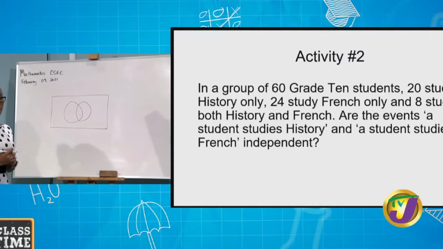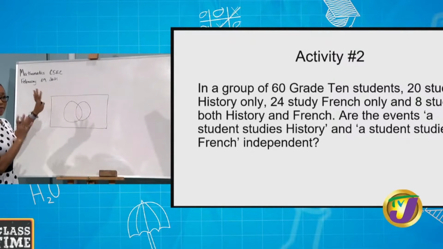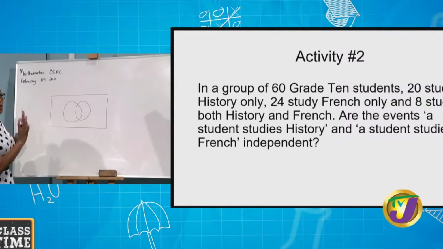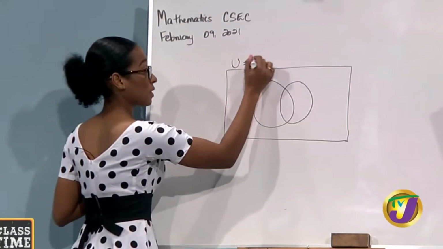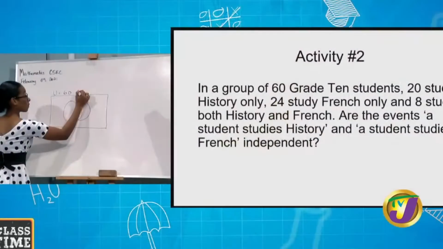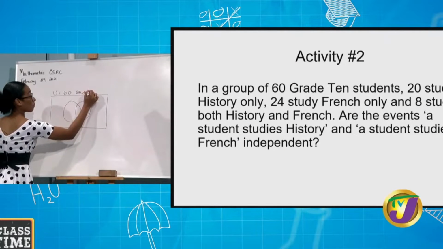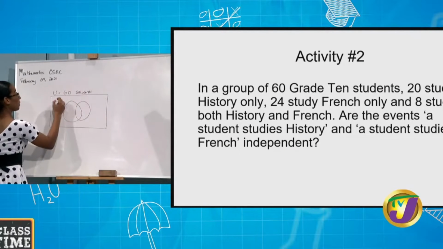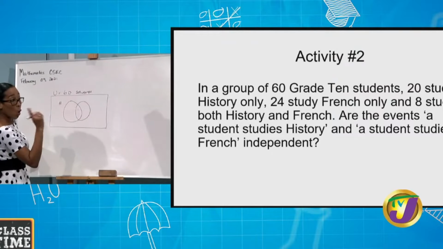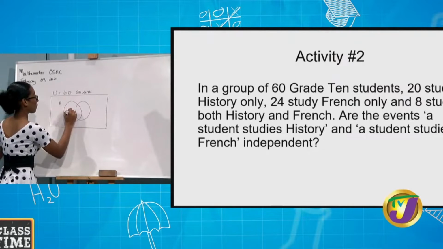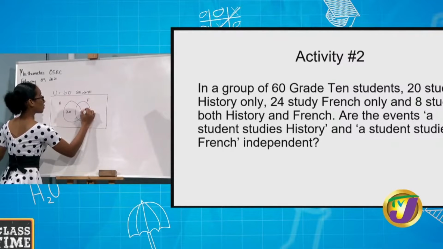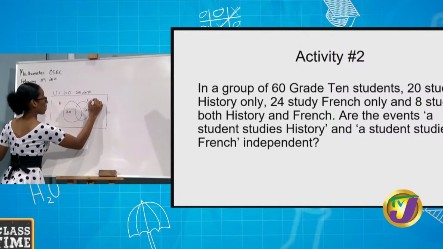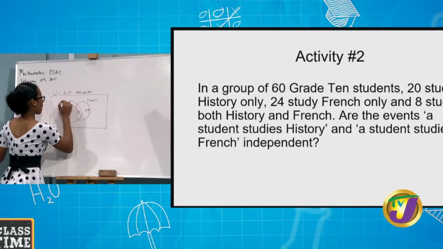To check if these two events are independent, we are representing this on a Venn diagram for us to see what is happening. So this is our Venn diagram. The group is 60 students, that's our universal group. All right, 60 grade 10 students. And we have history: 20 does history only. We have 24 for French only. And 8 studies both history and French.